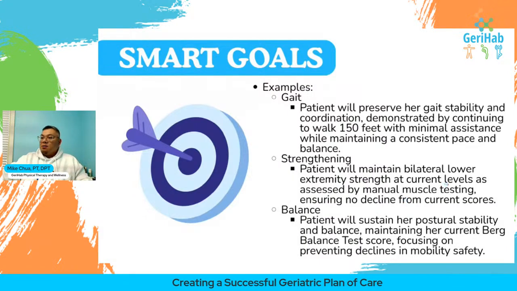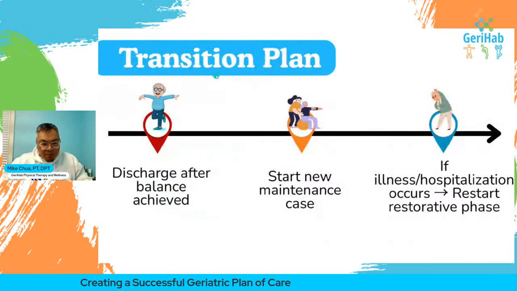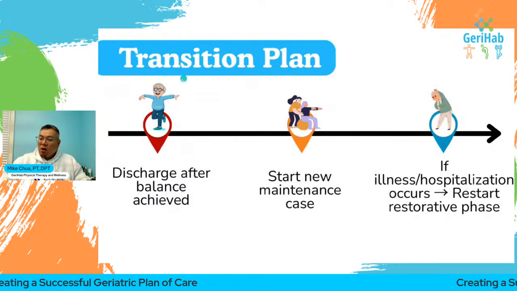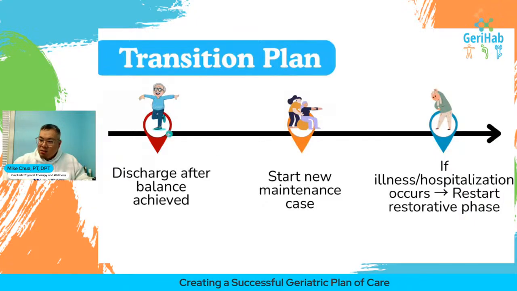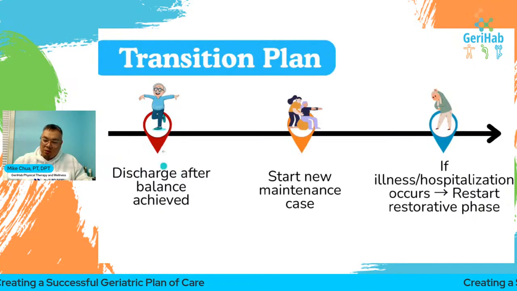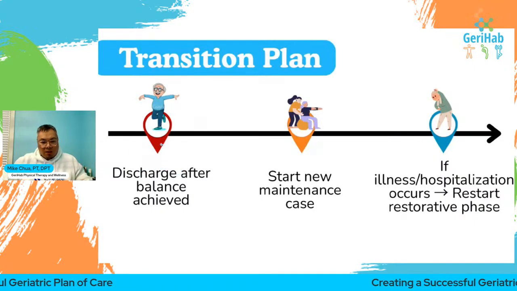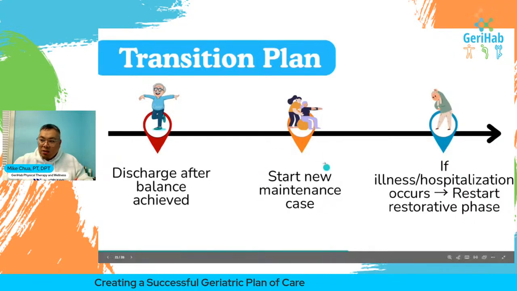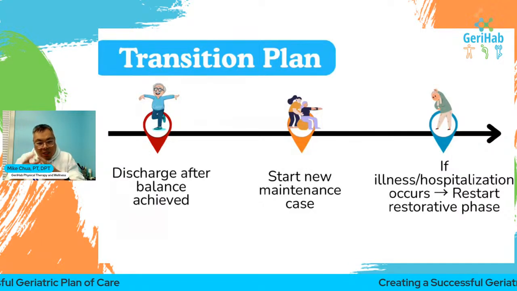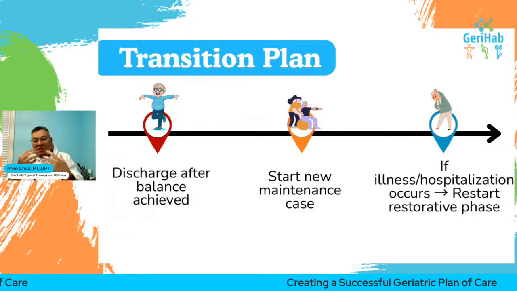All right. So again, the transition plan, it's very important that you are evaluating and re-evaluating and admitting and discharging. Once the patient has achieved their restorative goal, which is the pain, the strengthening, and balance, and they reach their maximum functional potential, you start a new case under a maintenance program. Now you're maintaining them under that program. Well, the patient is maintaining it.